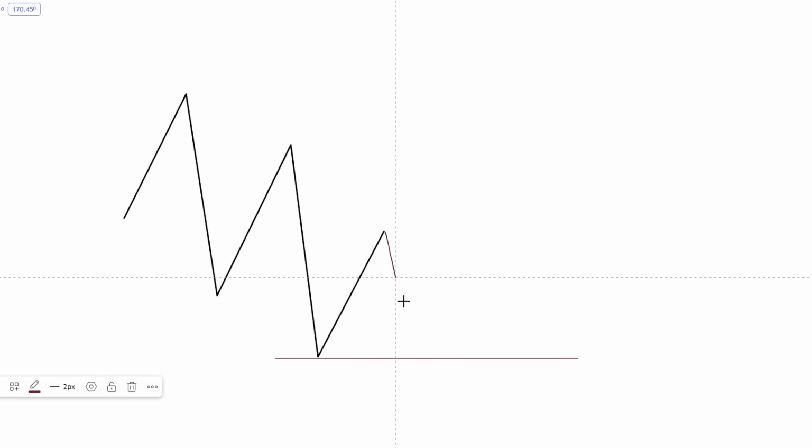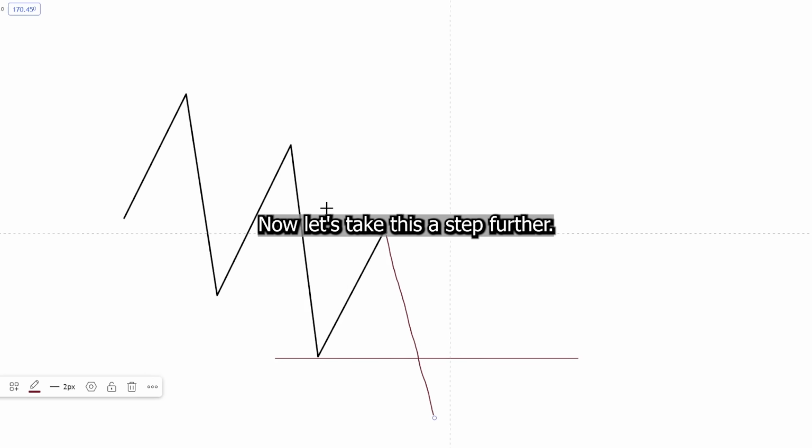Now, what do you anticipate if you're targeting this swing? What do you anticipate? You anticipate a liquidity run. Now let's take this a step further. So this is something to keep in mind.